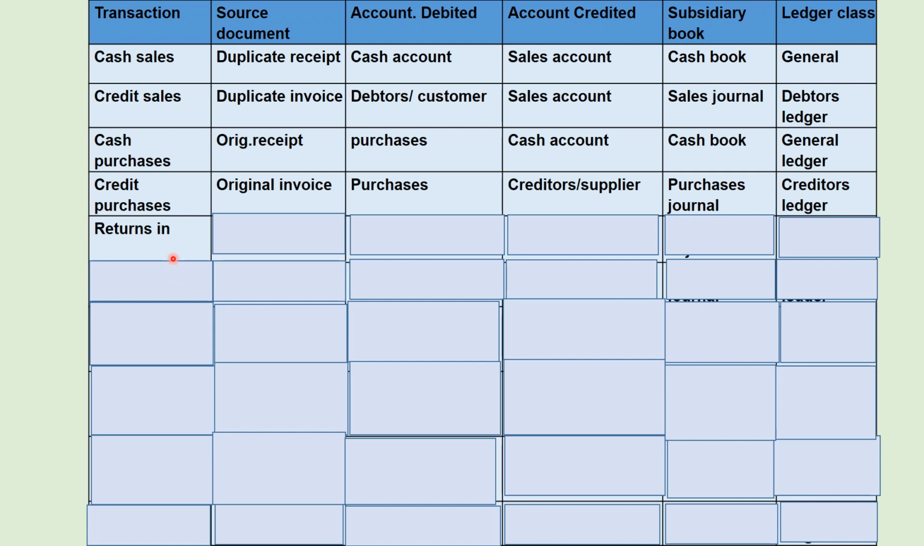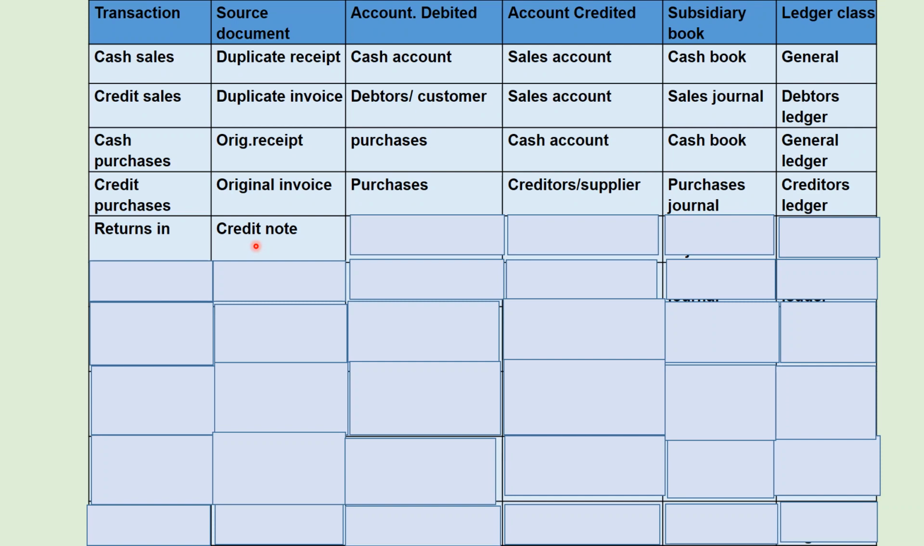The next is returns inwards or returns in. So this happens when you sell some goods, then the buyer is not satisfied with the goods, so they bring back the goods. Okay, so what happens in here? So what happens is, first there's going to be what is called a credit note. So you have issued out goods, the buyer has paid for the goods, then the buyer maybe is not satisfied with the goods, they are giving you back the goods.